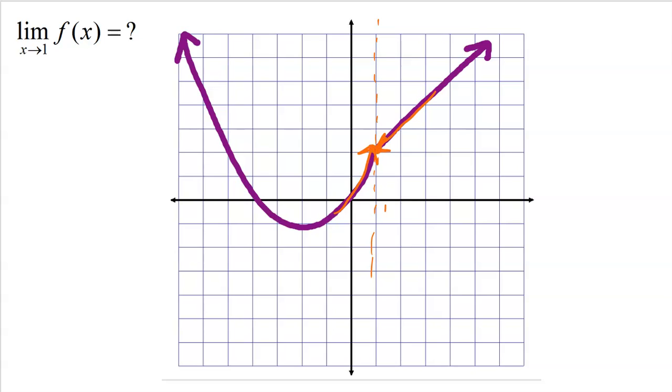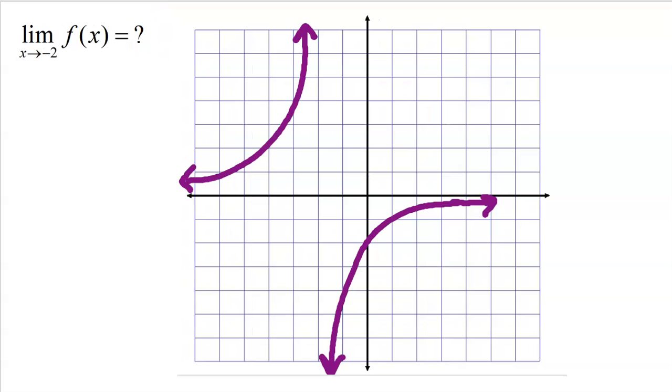Best news in the world is my two sides are coming together. And it looks like they're coming together at 2. So there's your answer right there, 2. I mean, how easy is that, right? Really simple. All right, here's a tougher one. But I think you're going to like the results.